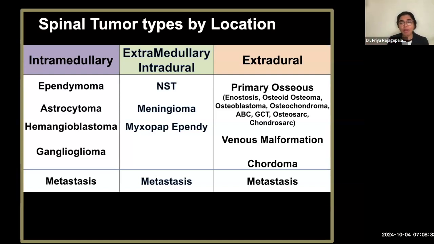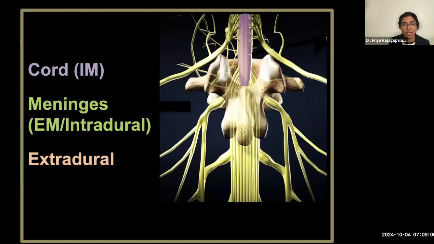There can be a variety of these primary osseous tumors, like osteoid osteoma. You've got osteoblastomas, osteochondromas, aneurysmal bone cysts, giant cell tumors, osteosarcomas, chondrosarcomas. You can have venous malformation within the bone, osseous venous malformation, also known as hemangiomas, unfortunately, incorrectly. And then chordomas due to the notochordal remnants, and then Mets, right? So that's the quick gist.